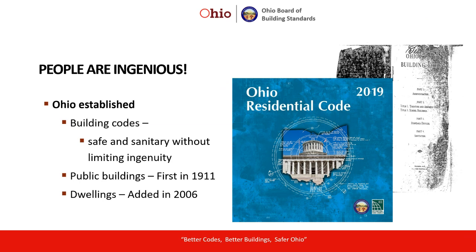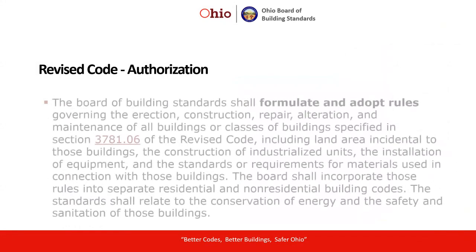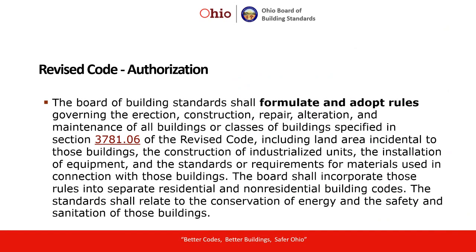Stepping back a bit, that first edition in 1911 was primarily dealing with commercial buildings, schools, and movie theaters. So how does this come to be? The revised code gives authorization to the entity known as the Board of Building Standards to formulate and adopt what we call the rules of the board that you know as the building codes. These rules are meant to govern the erection, construction, repair, alteration, and maintenance of all buildings and classes. And in Ohio, since 2006, these are separated into two families of codes. There's the Residential Code of Ohio, and then there's the Non-Residential Building Code, also known as the Ohio Building Code.